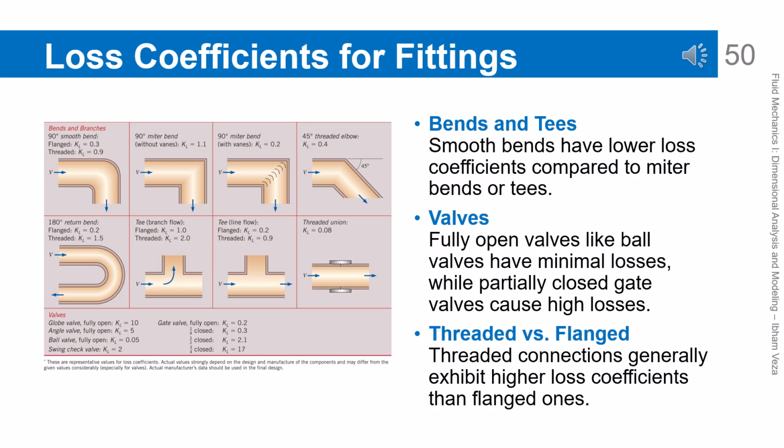Loss coefficients for fittings. Smooth bends produce smaller energy losses compared to sharp bends or tees. Fully open valves, such as ball valves, have small losses. In contrast, partially closed gate valves can cause very large losses. Threaded connections usually have higher losses than flanged connections. All these factors must be considered in piping system analysis.